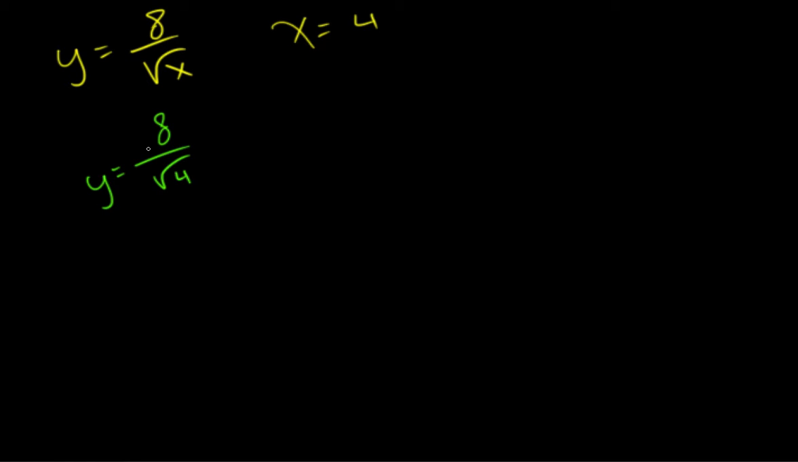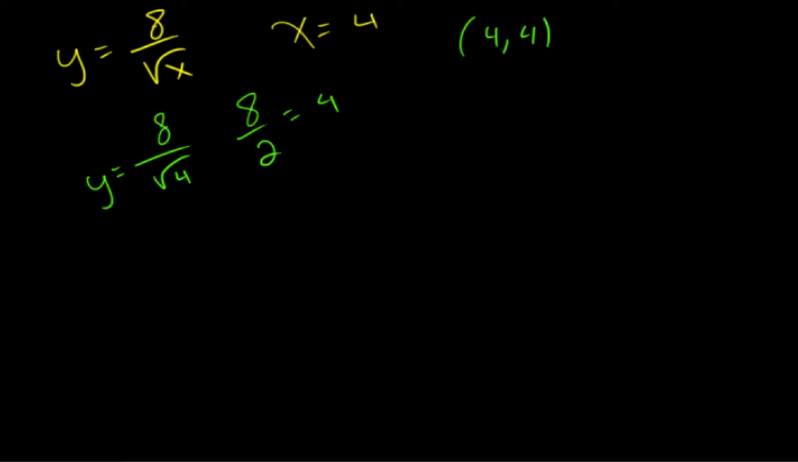Okay, so it says find the equation of the normal of y equals 8 over square root of x at the point where x equals 4. So we want to find the point of contact first. So we're going to plug in a 4. So we get 8 over 2, which is 4. And so our point of contact is (4, 4).